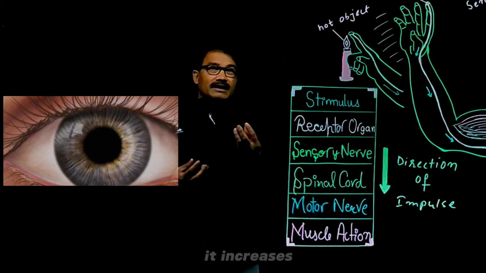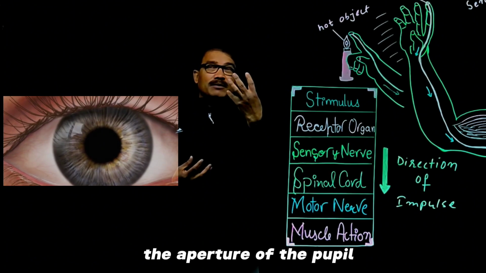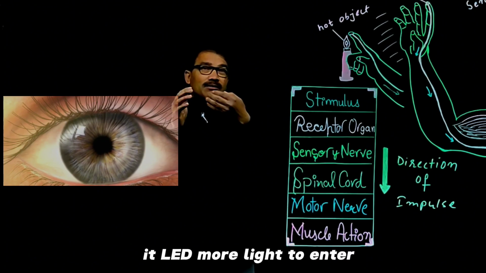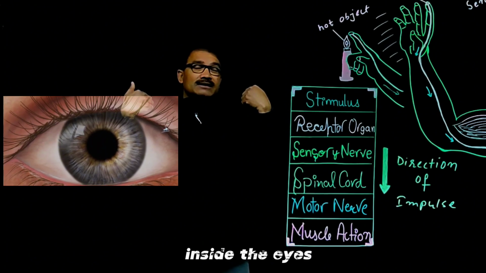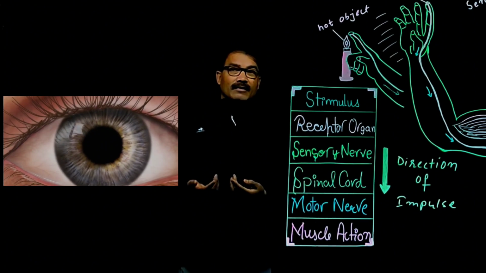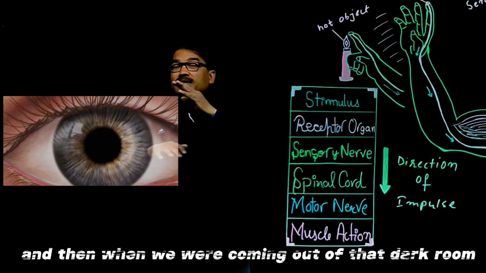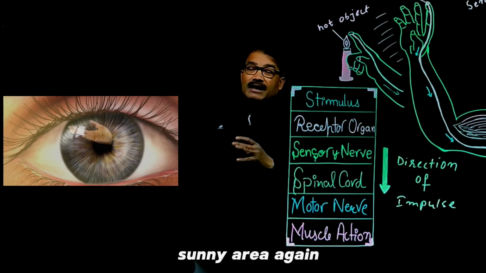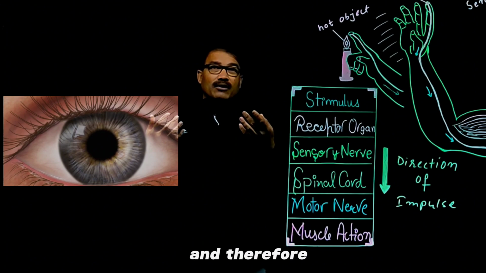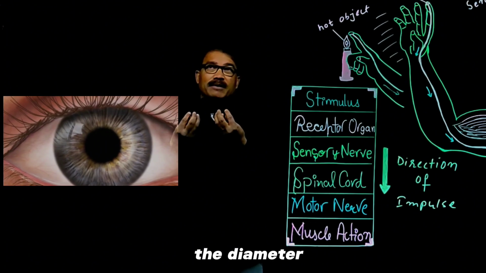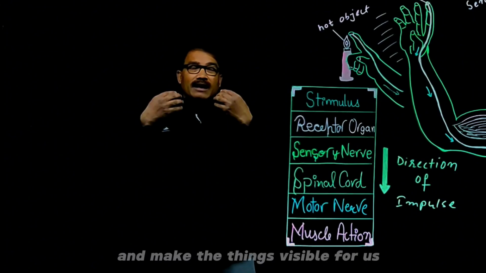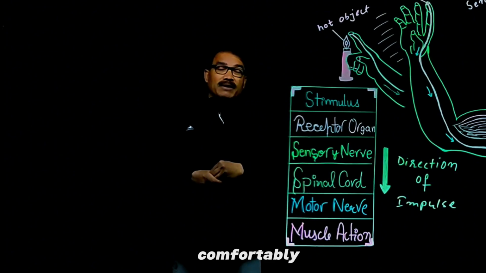So what it does, it increases the aperture of the pupil, and by increasing the aperture of the pupil, it lets more light enter inside the eyes to make the things visible around us, and that is a reflex action. And then when you are coming out of that dark room into the bright sunny area again, the eyes again have to readjust, and therefore it decreases the diameter of the pupil so that it can stop the entry of the light and make the things visible for us comfortably.